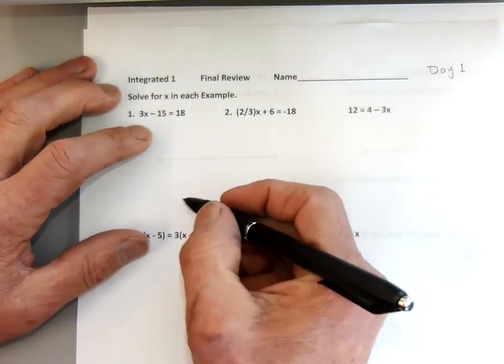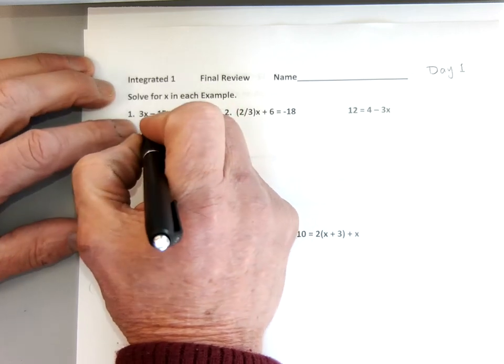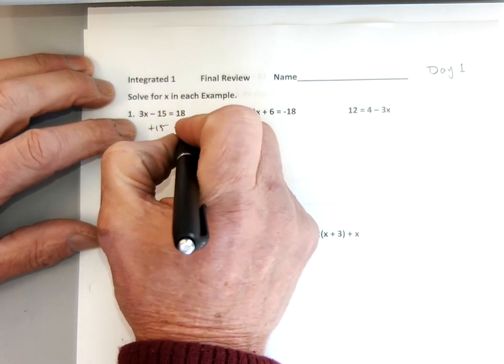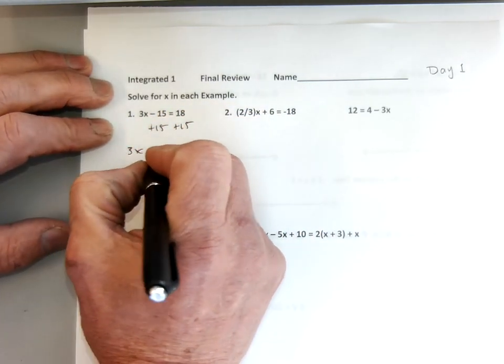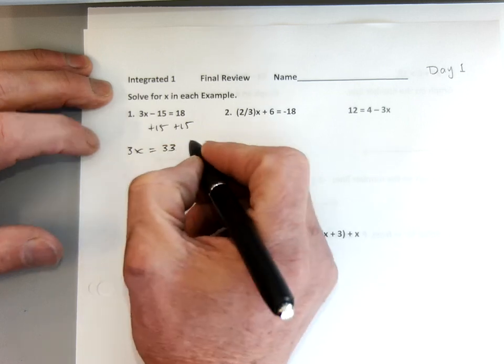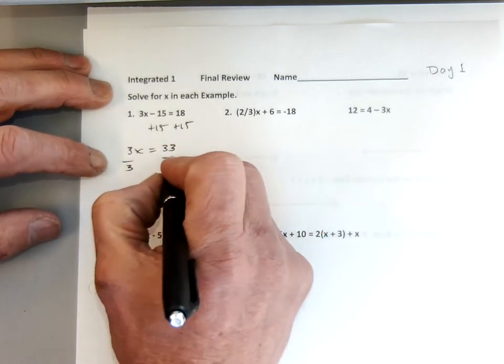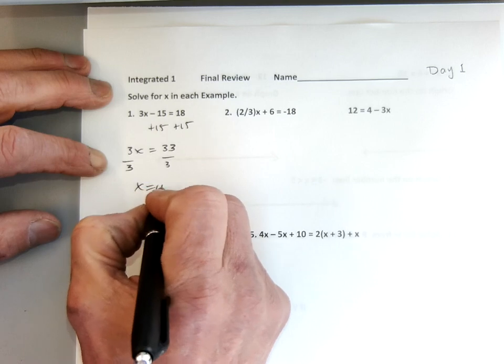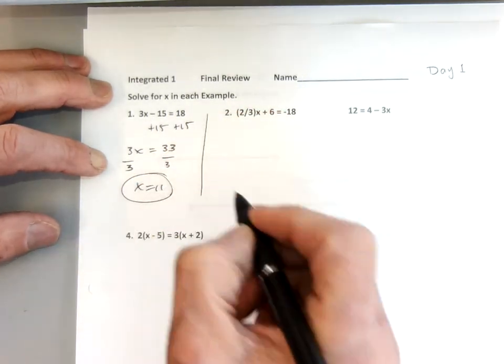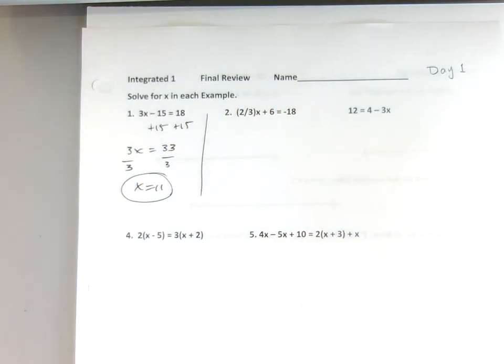You should know how to do this, so we're just going to go plus 15, right? We'll have a 3x equals, what's that, a 33, I think. We'll divide by 3, x equals 11. Boom. So anytime you want to pause the video, go ahead. I'm just going to cruise right through this.